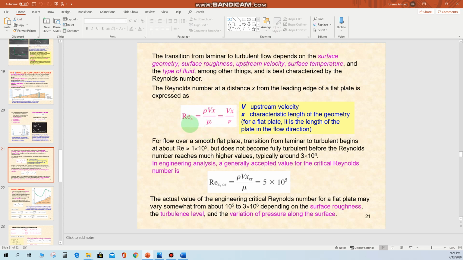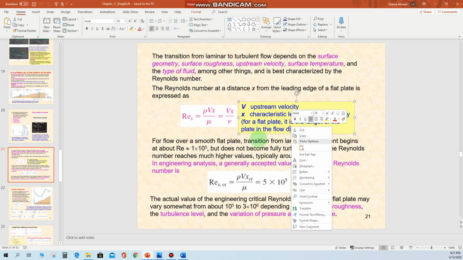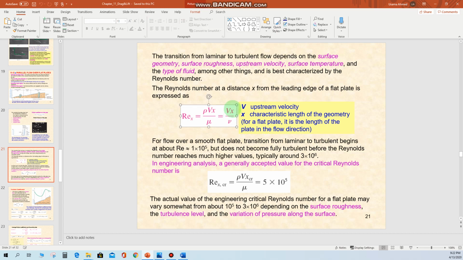So the Reynolds number here will become equal to rho u x divided by mu. Rho represents the density of the fluid, u represents the upstream velocity, x represents the characteristic length of the geometry. For the flat plate, it is the length of the plate in the flow direction. Okay, so x here in this particular Reynolds number represents the length of the flat plate. Mu is the viscosity of the fluid. Okay, so we can have this equation, or in terms of the kinematic viscosity, we can slightly change this equation into this form.